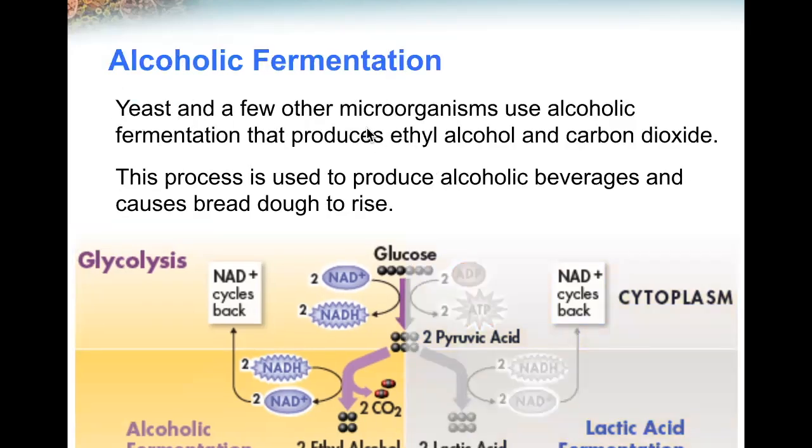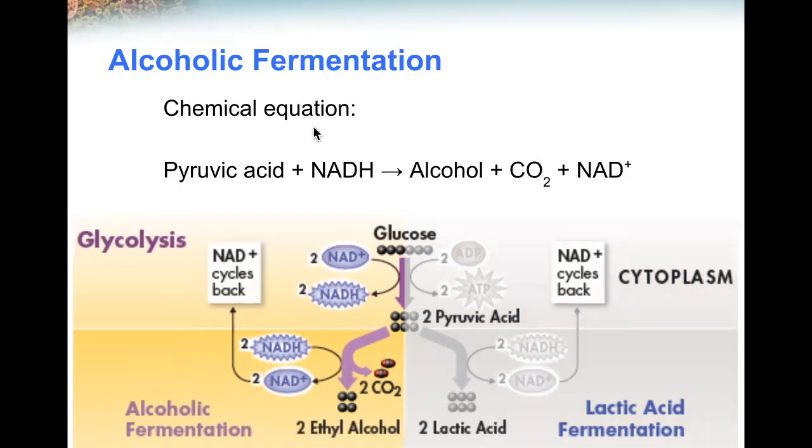Yeast and a few other microorganisms use alcohol fermentation that produces ethyl alcohol and carbon dioxide. This process is used to produce alcoholic beverages and causes bread dough to rise. The chemical reaction is pyruvic acid plus NADH. So you're adding the NADH to this process, you're adding energy, and you get alcohol, ethyl alcohol in this case, carbon dioxide, and you return back NAD+.